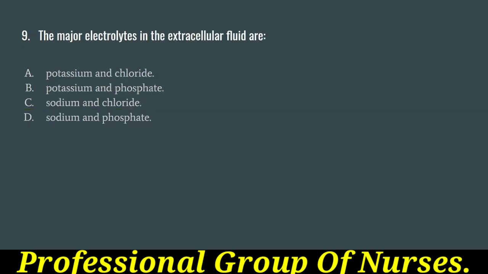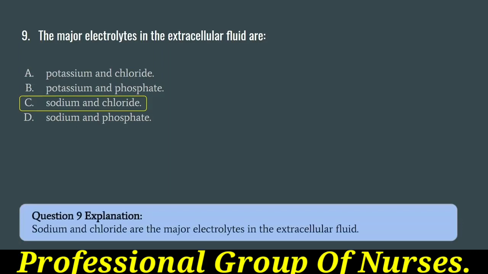Question 9. The major electrolytes in the extracellular fluid are: A. Potassium and chloride. B. Potassium and phosphate. C. Sodium and chloride. D. Sodium and phosphate. Question 9 answer: C. Sodium and chloride. Question 9 explanation: Sodium and chloride are the major electrolytes in the extracellular fluid.